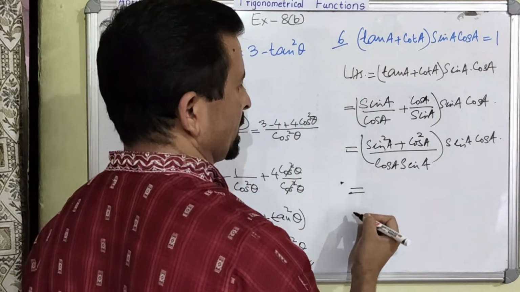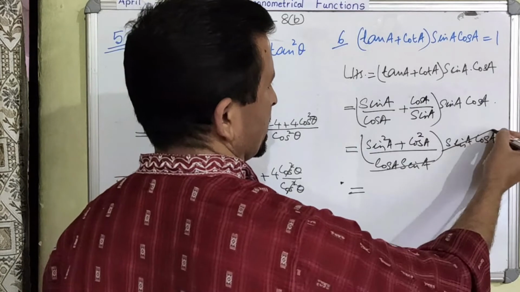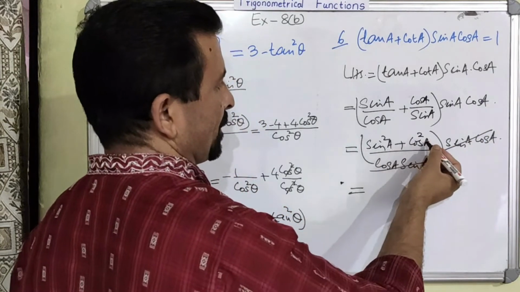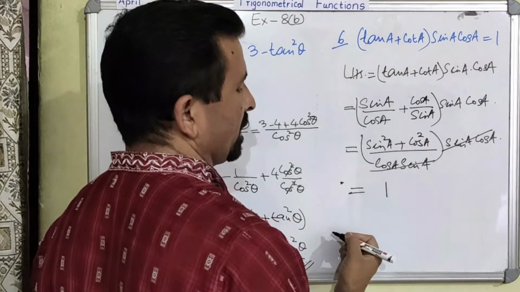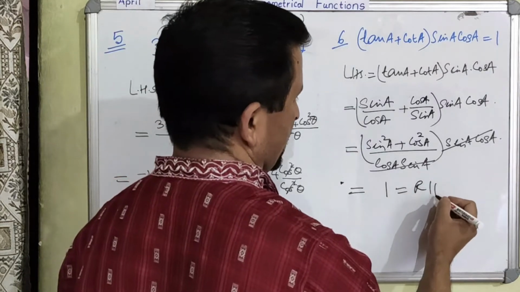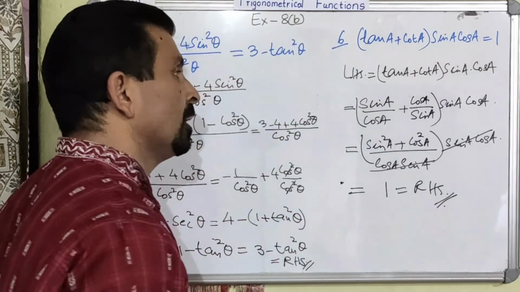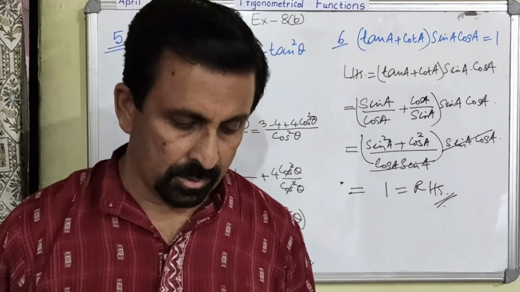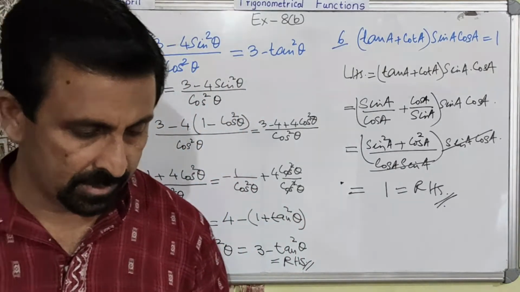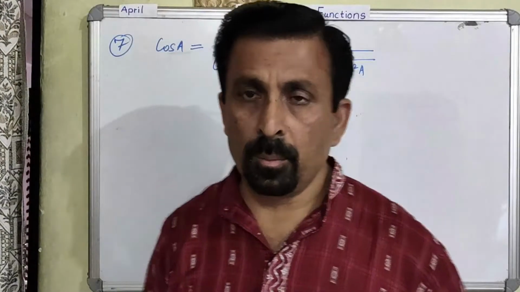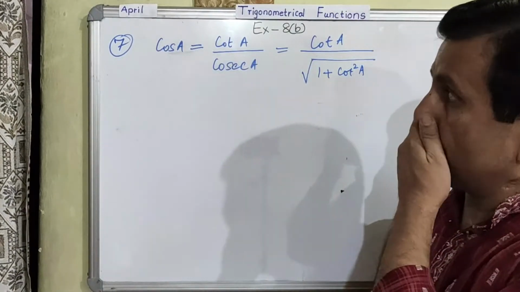Now you see your magic. Cos A sine A cancel. Sine square A plus cos square A is equal to 1, and therefore you got the right hand side. Hope you're getting some idea. Thank you. Now we are moving on to question number 7.